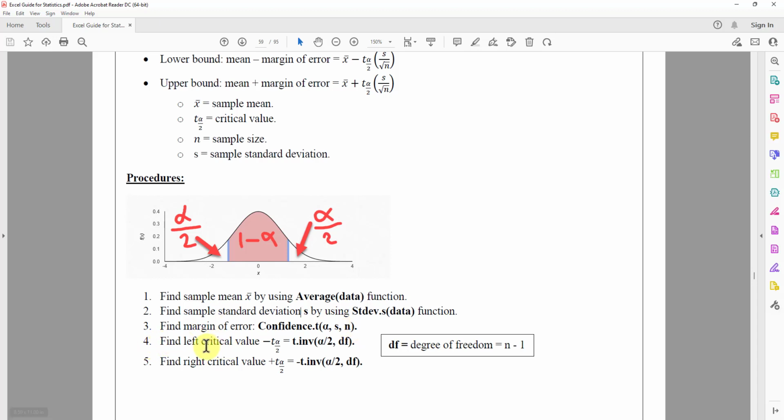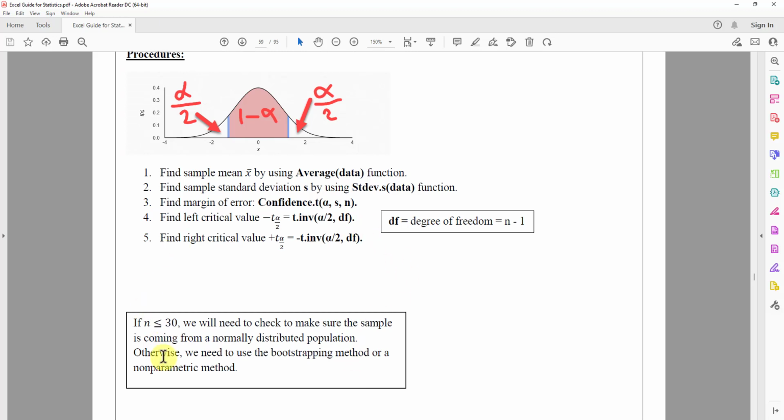For the left critical value, we just use the inverse t instead of inverse norm. So T.INV, and we input the left area, which is alpha over 2. But there's one more extra argument here, which is the degrees of freedom, n minus 1. And for the right critical value, it is the same as the left critical value, but we take the negative, the opposite side of that, because they are symmetric.